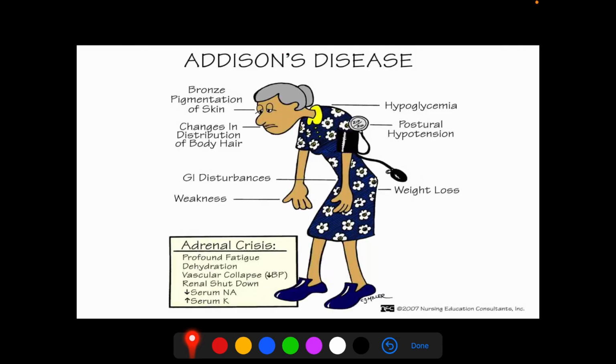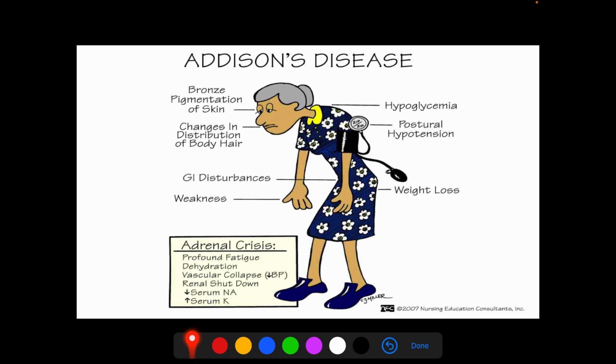These are the signs and symptoms of patients having Addison's disease. Remember, the adrenal glands are affected because they are underactive. Meaning to say, all the hormones produced by these adrenal glands are affected, not only the cortisol, but also the aldosterone and the androgens. The MSH production by the pituitary gland is also affected. That's why there is bronze pigmentation of the skin because of increased MSH, and also changes in the distribution of body hair because the androgens are affected. There are also GI disturbances, weakness, hypoglycemia, postural hypotension, and weight loss.